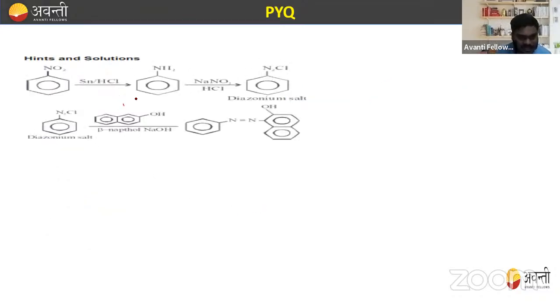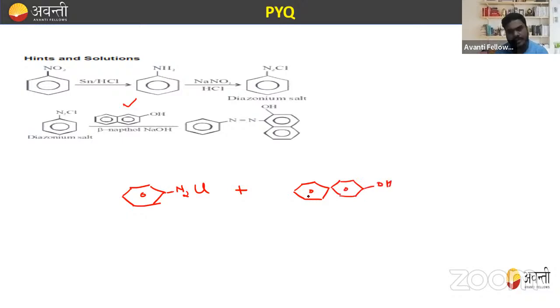So this is the structure of beta naphthol. Okay, so what takes place now? Just try to look at this. This is the diazonium chloride, right? Let me draw it first. This is the diazonium chloride. Now, when I treat it with beta naphthol, what is beta naphthol?